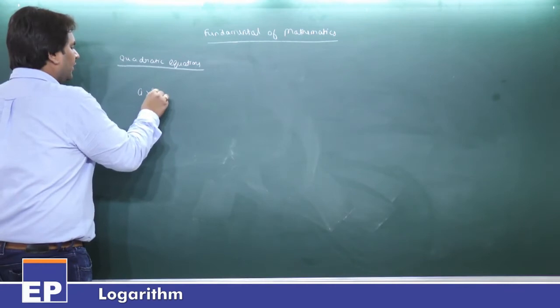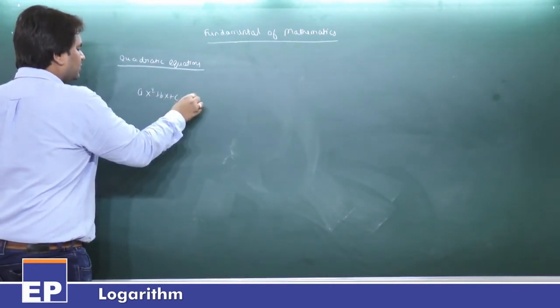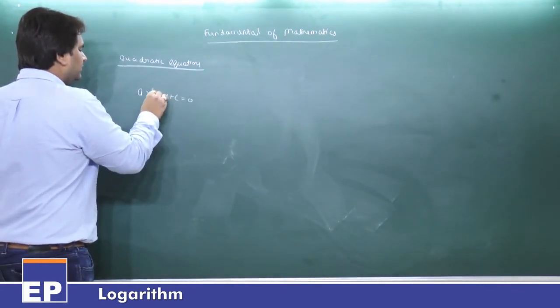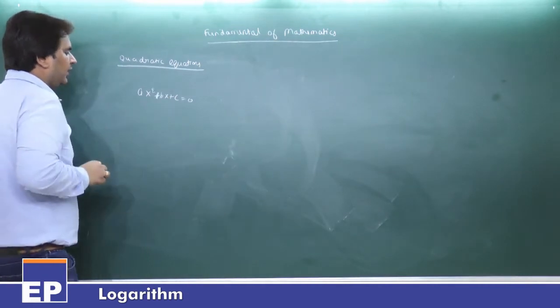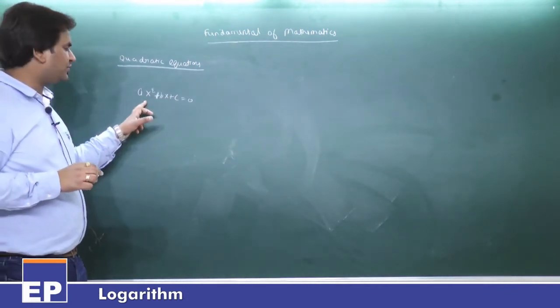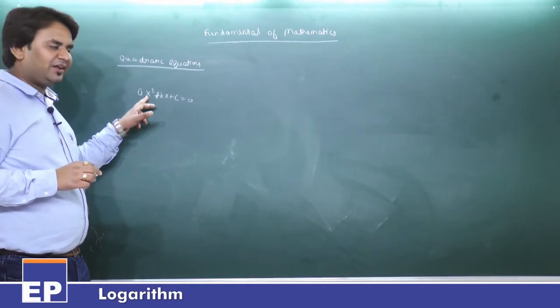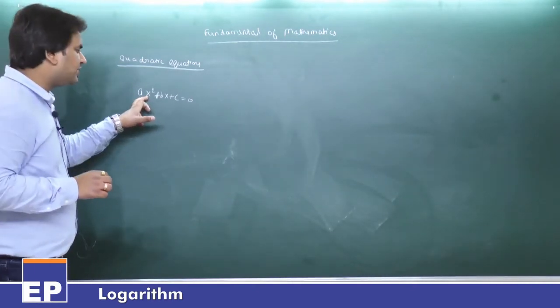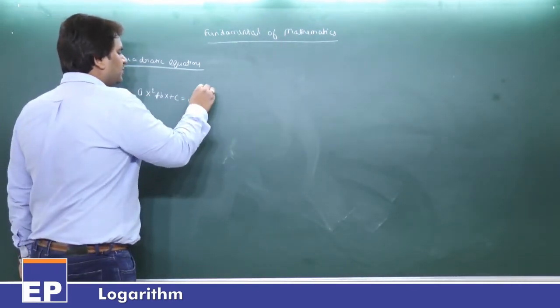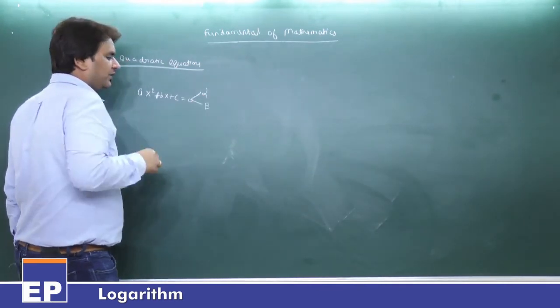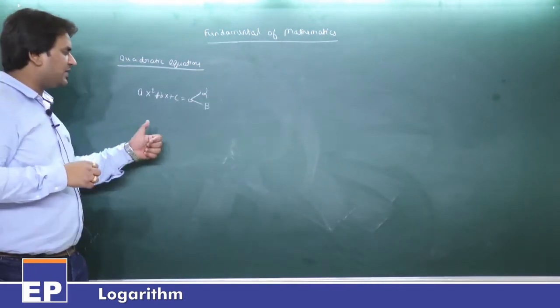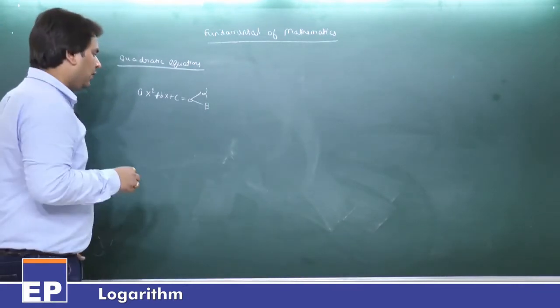ax square plus bx plus c is equal to 0. I am teaching you this because it will be your basic part. The degree is 2, which means it will have 2 roots. What are the roots of this quadratic equation? The roots are alpha and beta. One root is alpha, another root is beta.